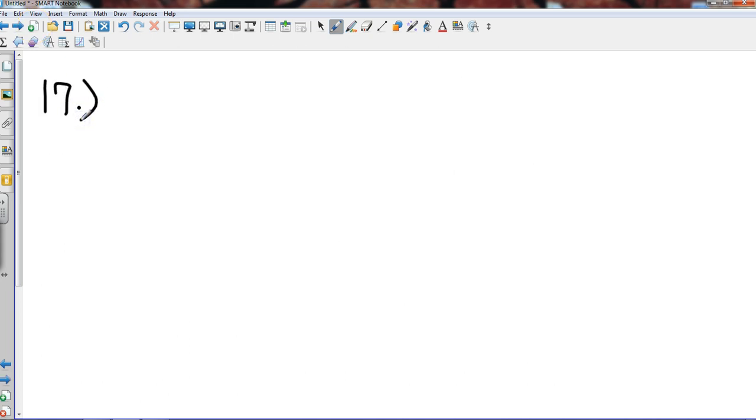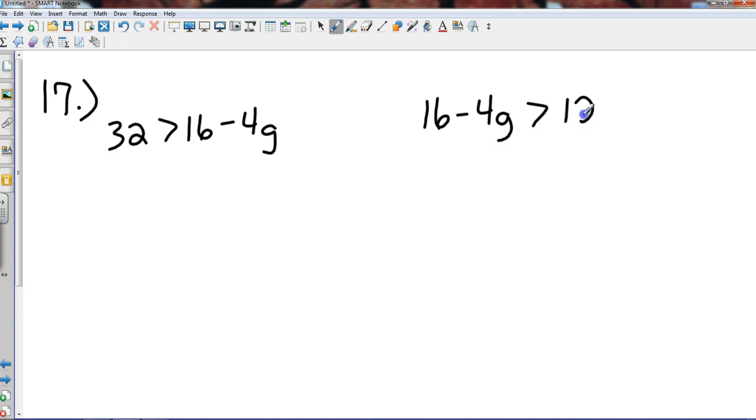Number 17. I'm going to break up the equations again just to save a little bit of time. This is going to be 32 is greater than 16 minus 4G. And then 16 minus 4G is greater than 12.